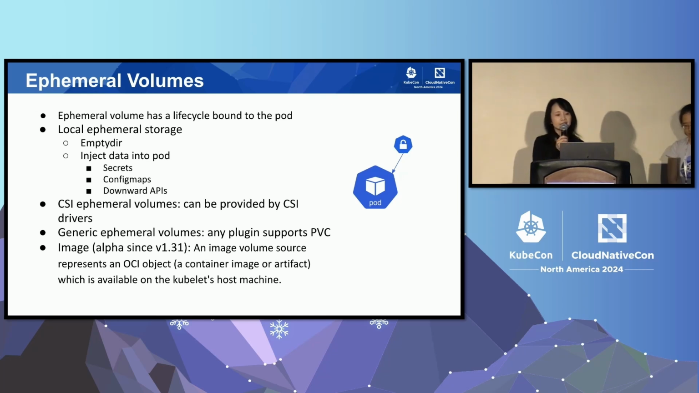We have CSI ephemeral volumes that require a special CSI driver, such as the Secrets Store CSI driver. And we have generic ephemeral volumes that allow any plugin that supports dynamic provisioning to be used as an ephemeral volume and have its lifecycle bound to a pod. And in the 1.31 release, there is a new volume type called image that allows a container image file or artifacts to be mounted into the pod.